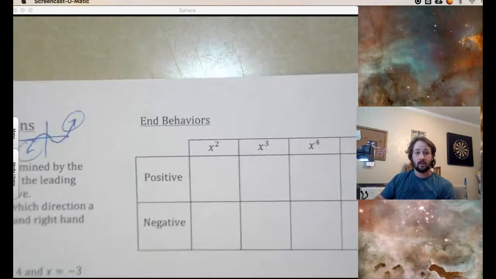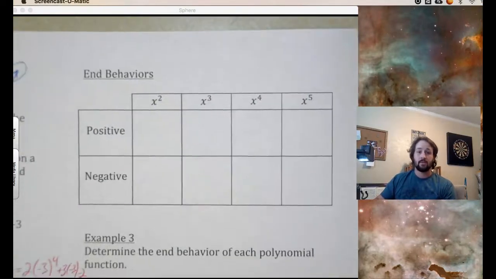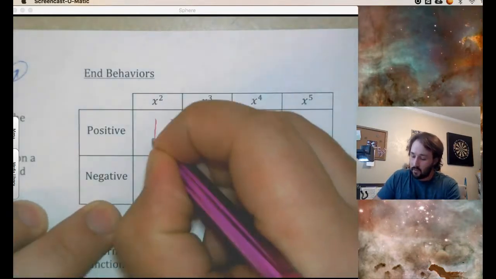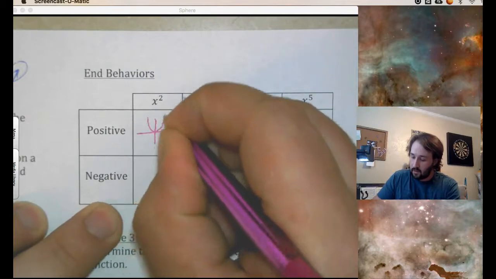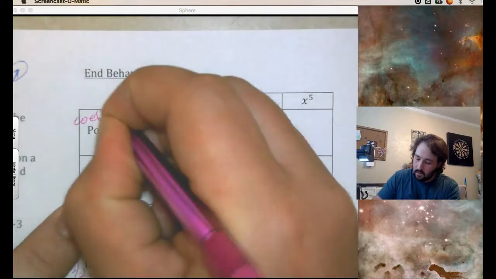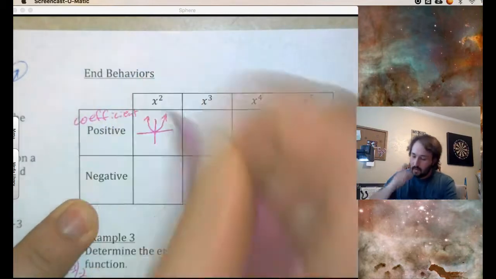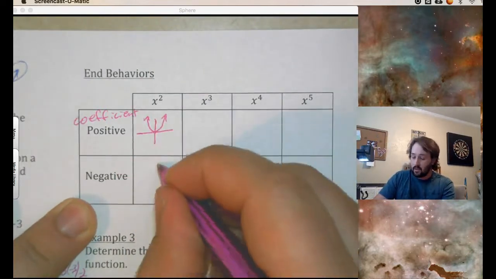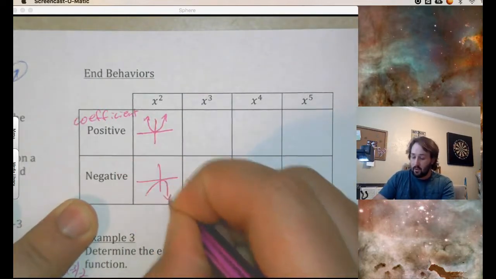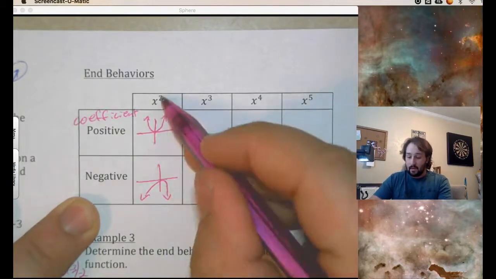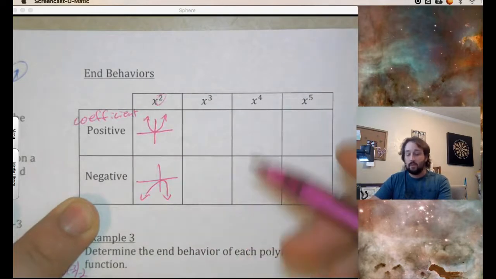All right, the next thing we're going to talk about is end behaviors. So in behaviors, they kind of go along with each other. For like x squared, we know, and this is talking about our coefficient, if the coefficient is positive, it'll open up in both directions. If the coefficient is negative, it will open down in both directions. That's all that means. Notice that the exponent is an even number.